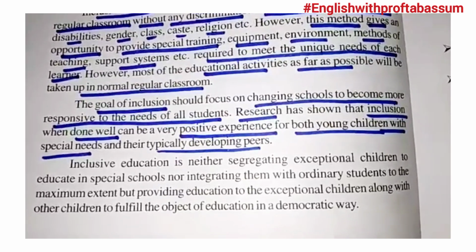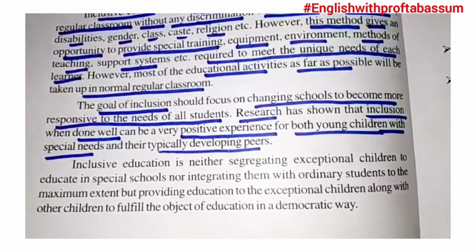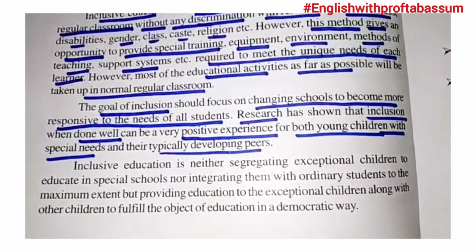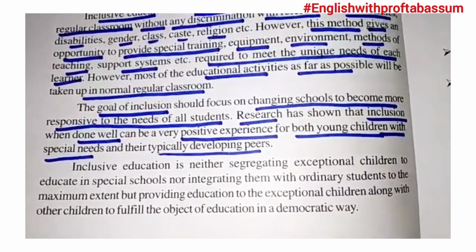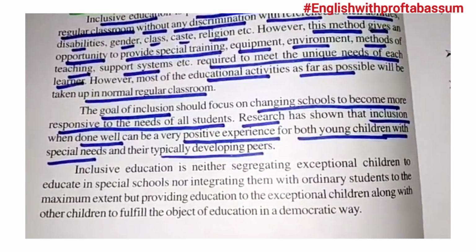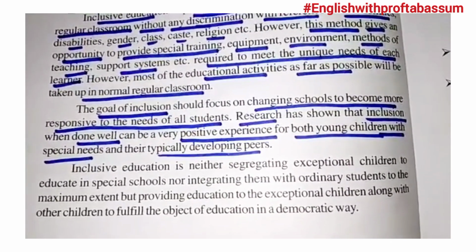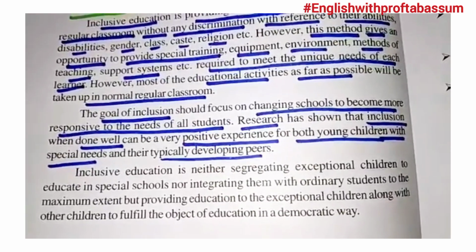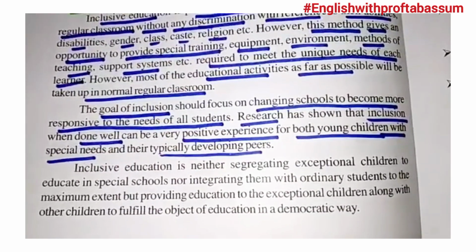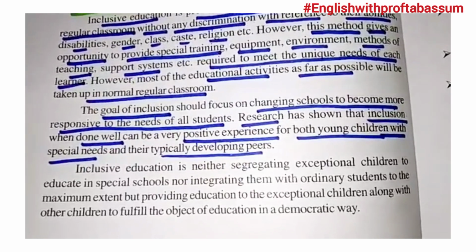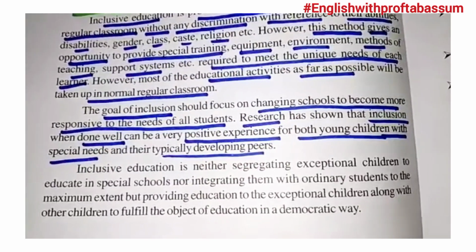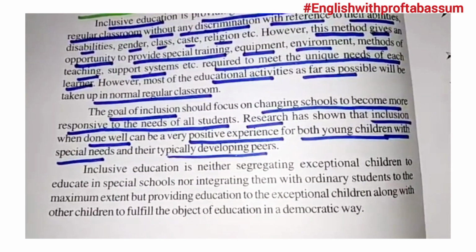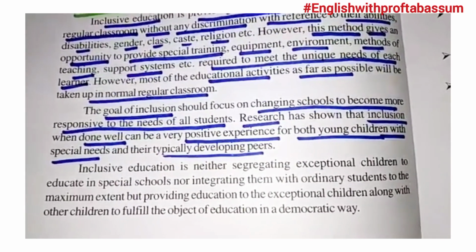Now, inclusive education does not aim to segregate the exceptional children to educate in special schools. Meaning it is not telling the exceptional children, the children with special needs, to go and study in a special school, or that they are not integrating with the ordinary students. But the main aim of inclusive education is to provide education to all the children with special needs and the ordinary children together in a democratic way, and to fulfill the needs of each learner.